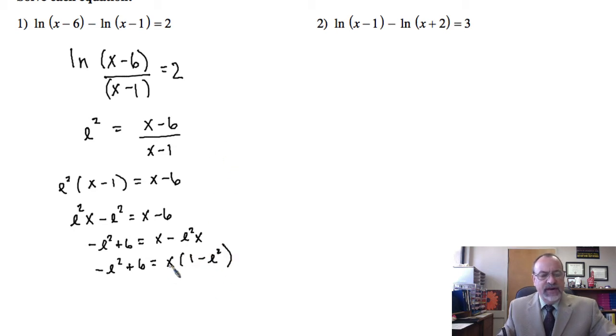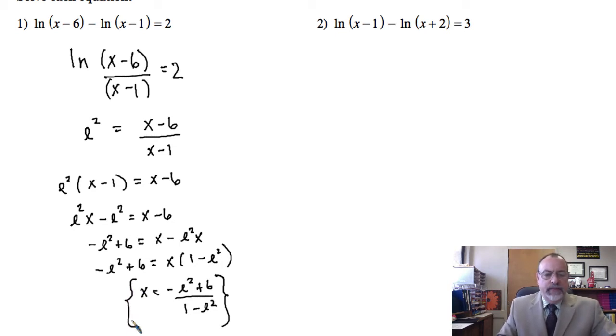Okay, now that I have x times this, I have the x term isolated, I undo that last operation, so I'm going to divide by 1 minus e squared. So x is going to be equal to this negative e squared plus 6 divided by 1 minus e squared. Okay, now this is my exact answer.